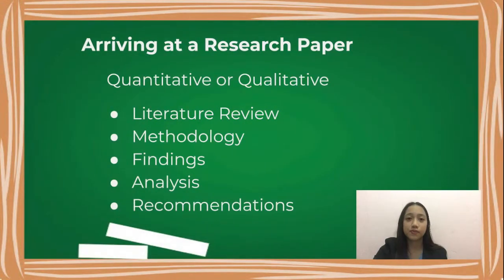So next, one of the specific academic papers is a research paper. So a research paper can be quantitative or qualitative, and it consists of the following parts. First, a literature review. So a literature review is a survey of scholarly sources on a specific topic. It provides an overview of current knowledge, allowing you to identify relevant queries, methods, and gaps in the existing research. In this part, it requires a lot of citation and referencing.